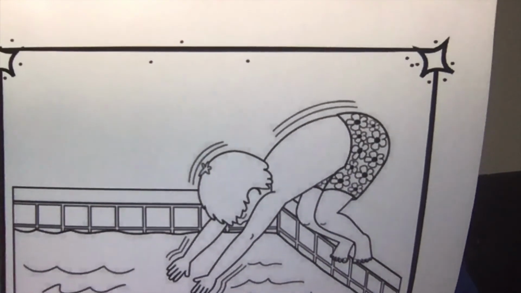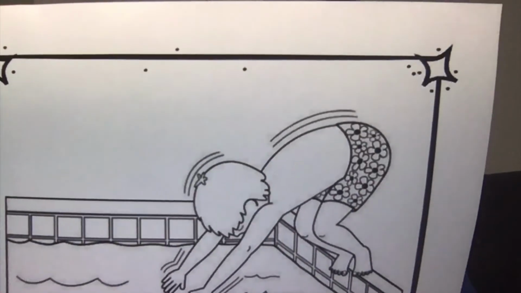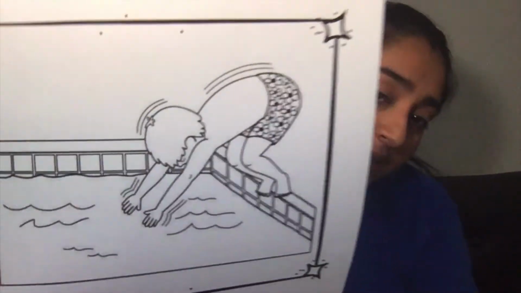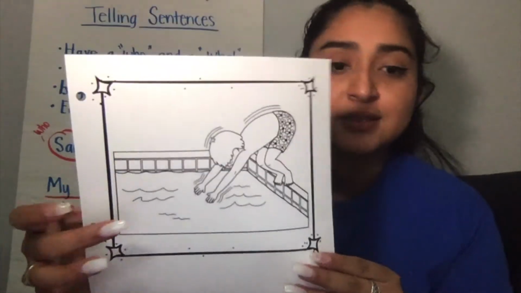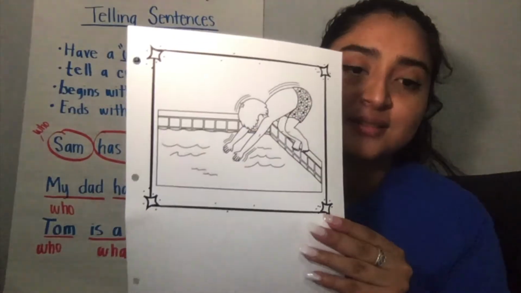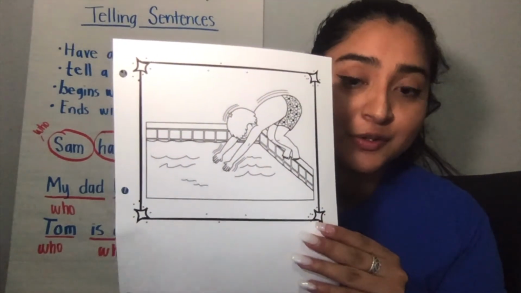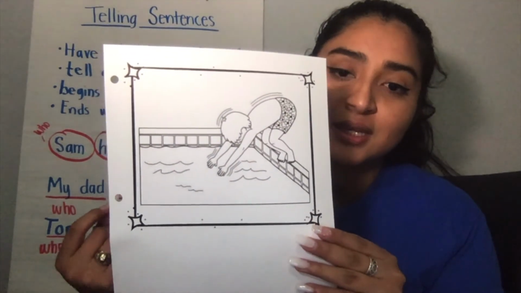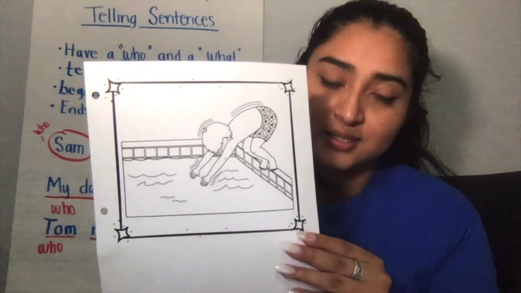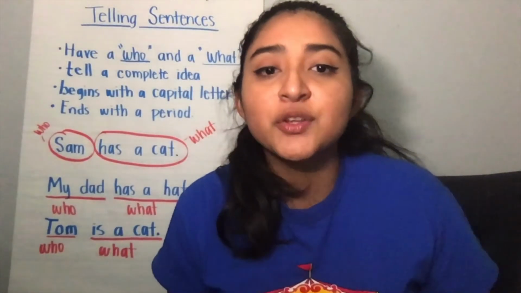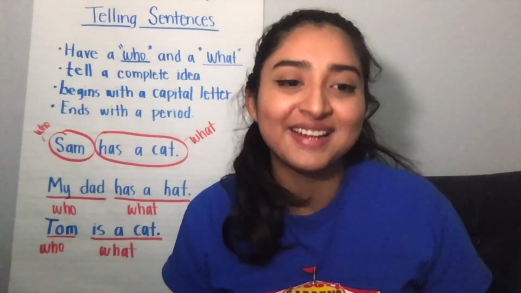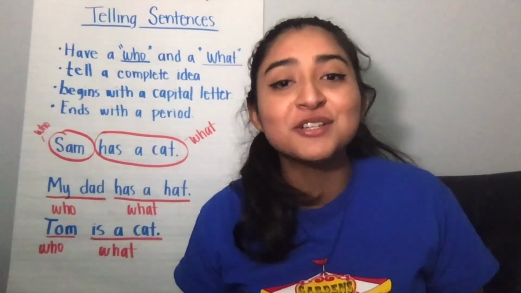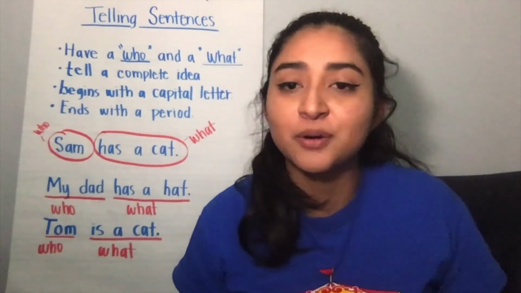If you said that the boy was the naming part, or our who, you are correct. If you said that diving was the telling part, you are correct. So the boy is diving into the pool. Today when you write, you will practice writing telling sentences with the naming part and a telling part. Remember to use our anchor chart to check for all the parts in your sentence.